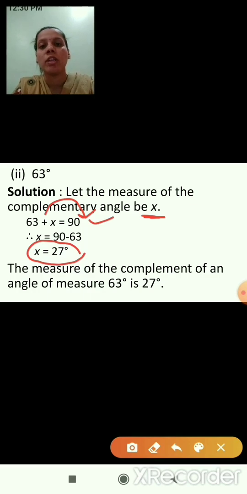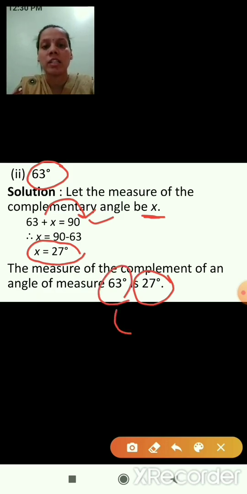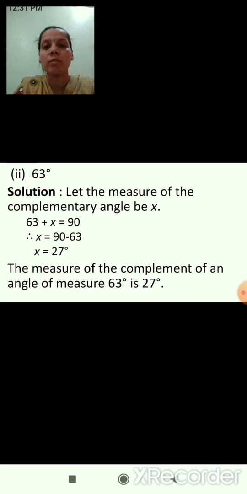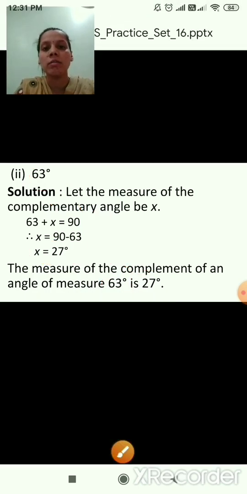Correct. So what is the measure of its complementary angle? That is 27 degree. Yes. So these are the two angles which make a sum of 90 degree. Yes, 63 plus 27, that is 90 degrees. So they are complementary angles. I hope you are clear with the second sum. Okay. Now we'll move to the next, third sum.